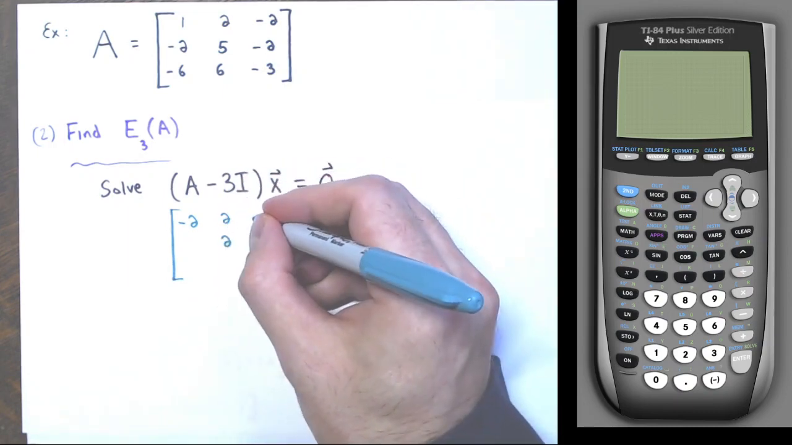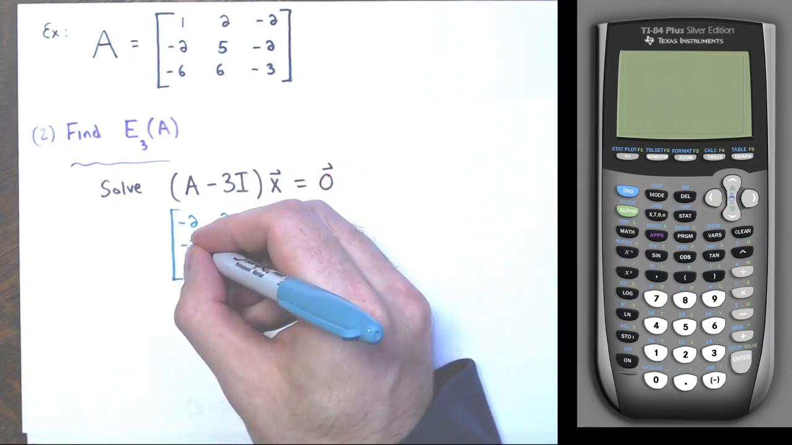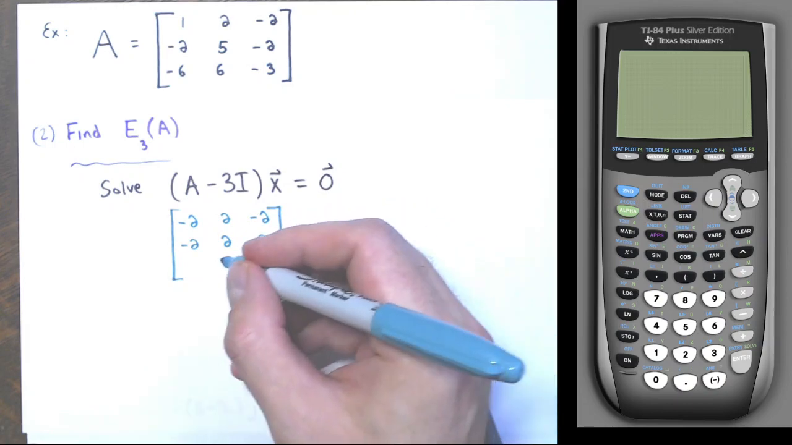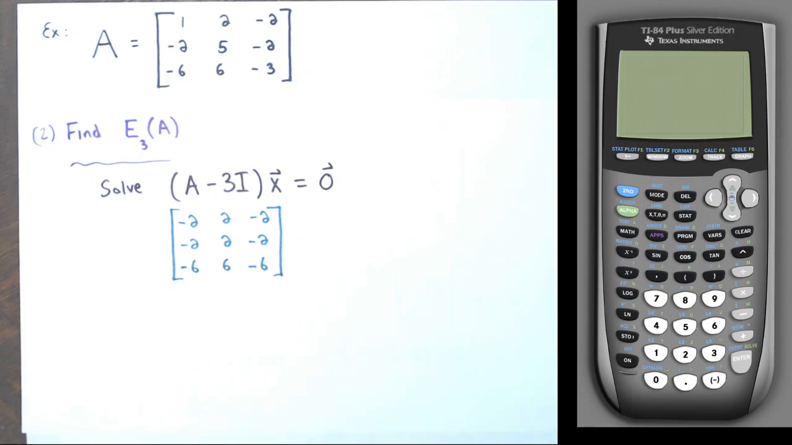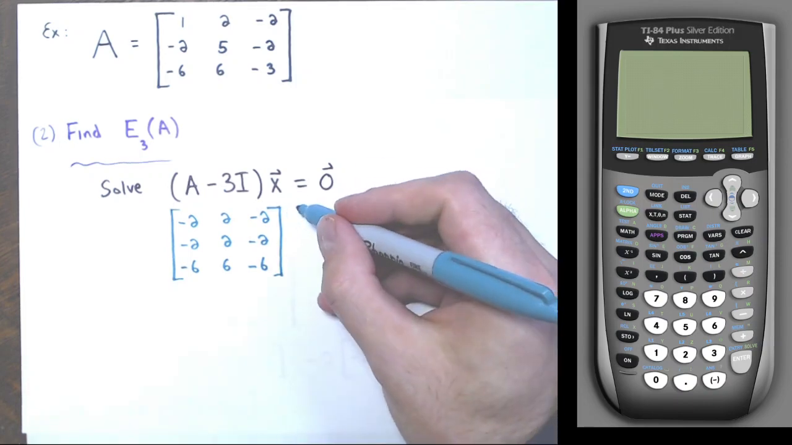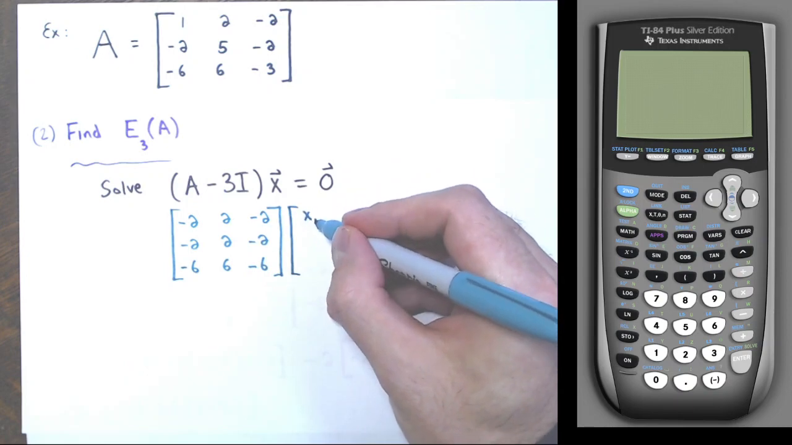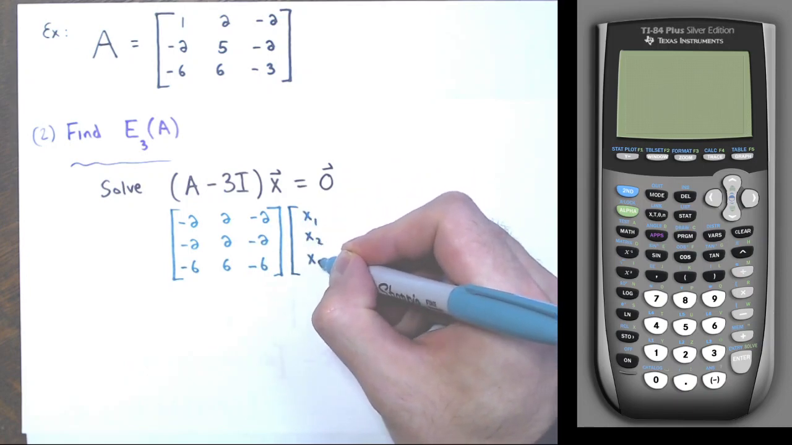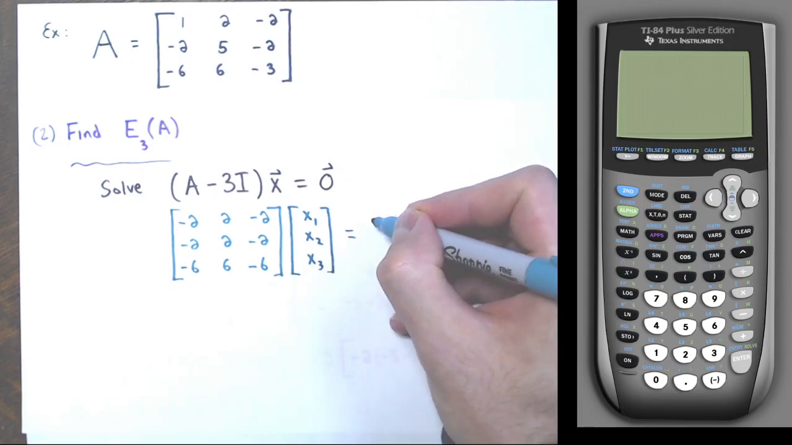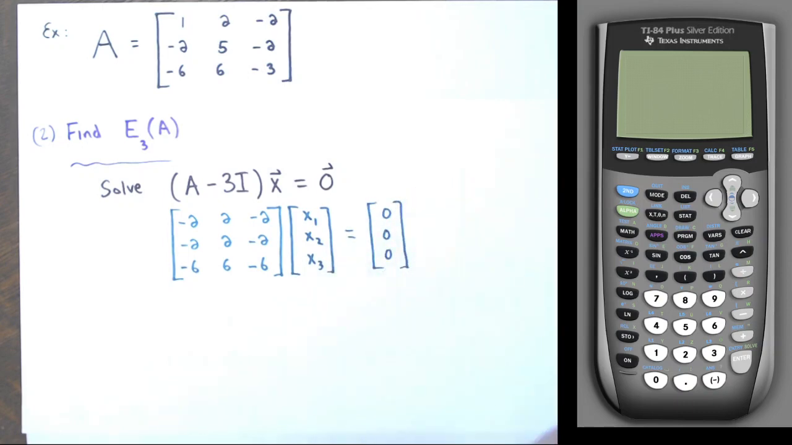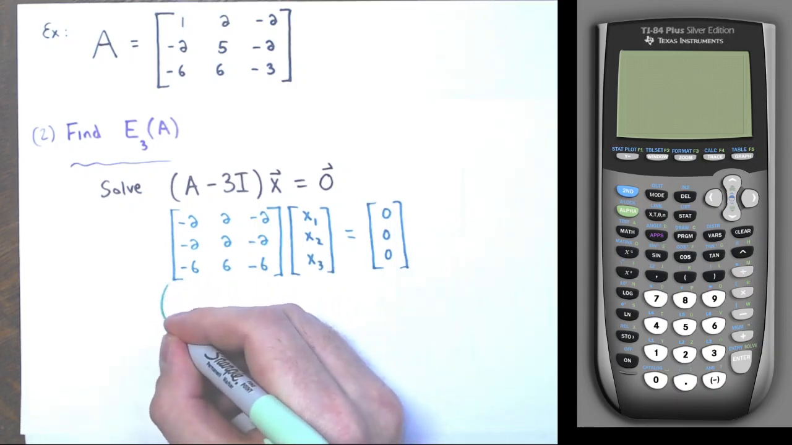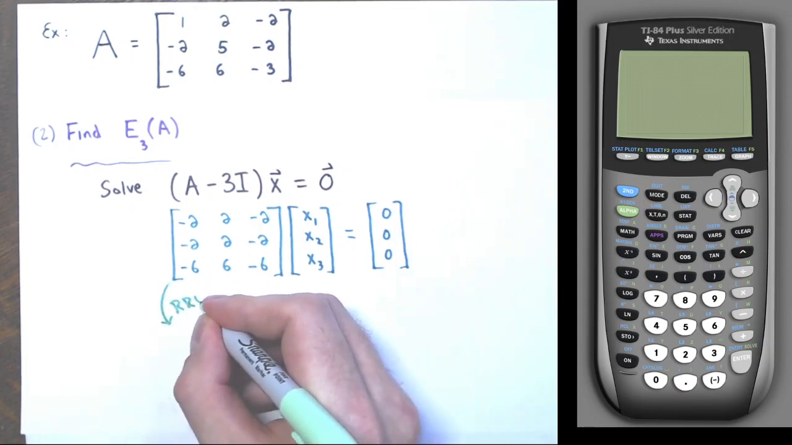So 2, -2, -2, -2, -6, 6. And then multiply by the vector x, which would have to have 3 components, so say x1, x2, x3. And we wish this to be equal to the 3 by 1 0 vector, the 0 vector from R3. And as with the examples before, I wish to take this matrix and put it into reduced row echelon form.